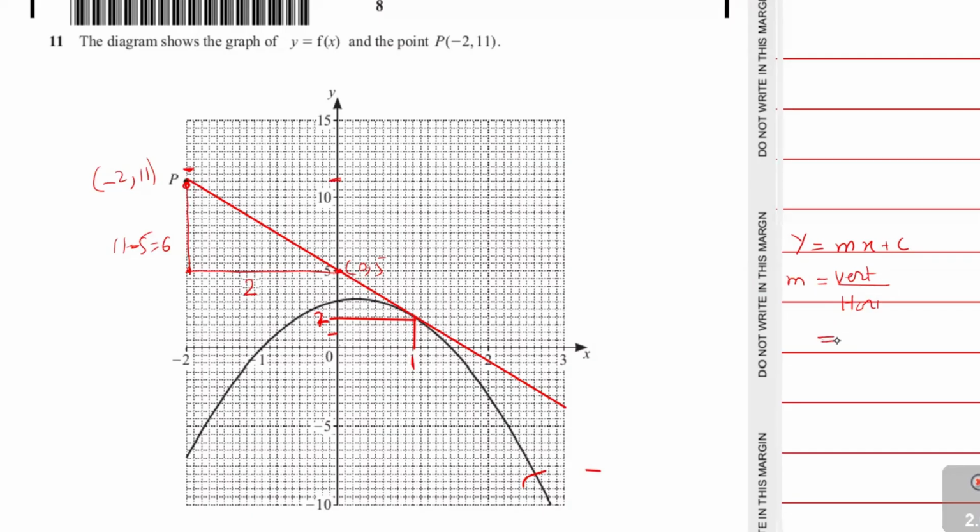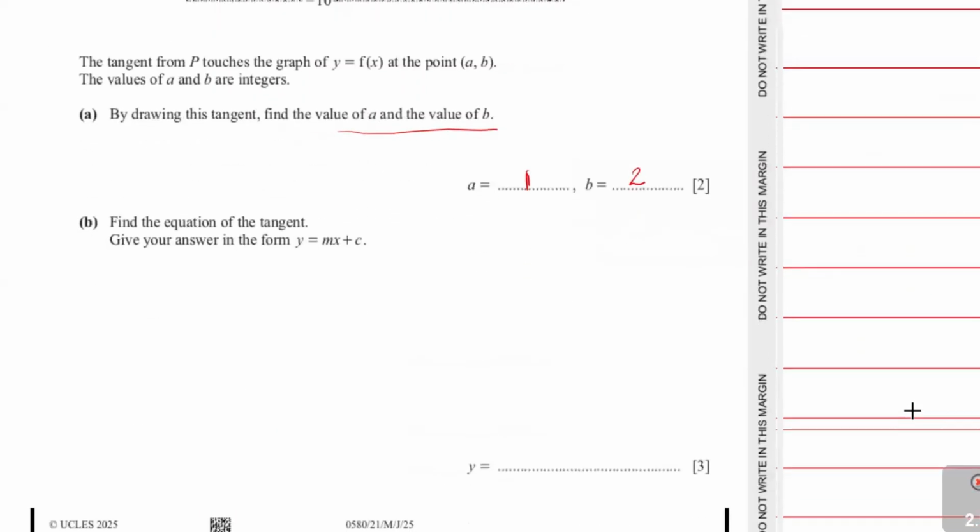And therefore, the vertical change is 6 and the horizontal change is 2, and the line is falling from left to right. Therefore, this is the negative gradient, and this is minus 6 over 2, which is minus 3. The equation of tangent becomes y equals minus 3x plus c. c is the y-intercept. Look here, the y-intercept is 5. We can write this as y equal to minus 3x plus 5, and this is the answer. We write here y equal to minus 3x plus 5.